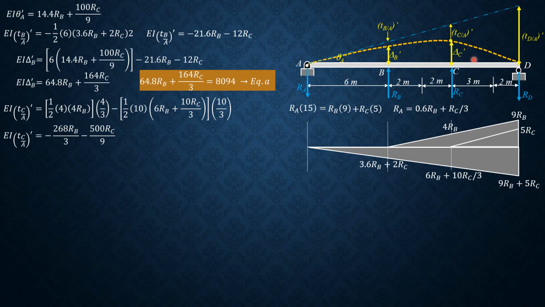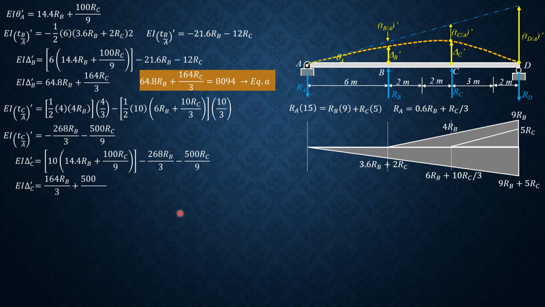So that delta C, which is positive, is the negative of the absolute value of 10 theta A prime, and minus or add this. We just add this because they are already made negative. The terms are negative. So 10 times theta A prime, then minus 268 over 3 RB minus 500 RC over 9. So EI delta C prime is equal to 164 over 3 RB plus 500 over 9 RC.